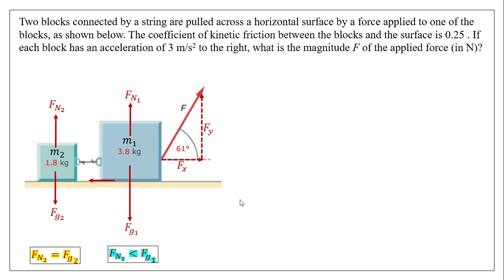All right, here's F of k1. Fk1 is going to point leftward because the system is being pulled to the right, and it says that the system accelerates 3 meters per second squared to the right, which implies that F of k points against it.